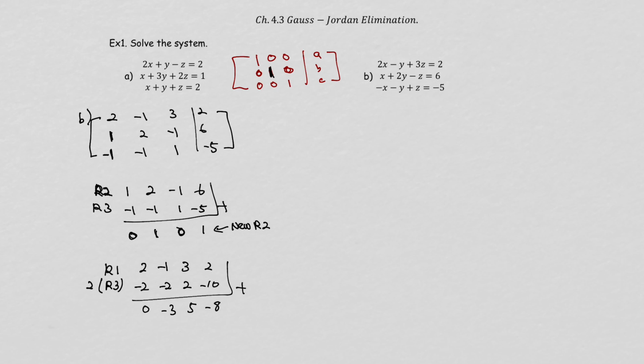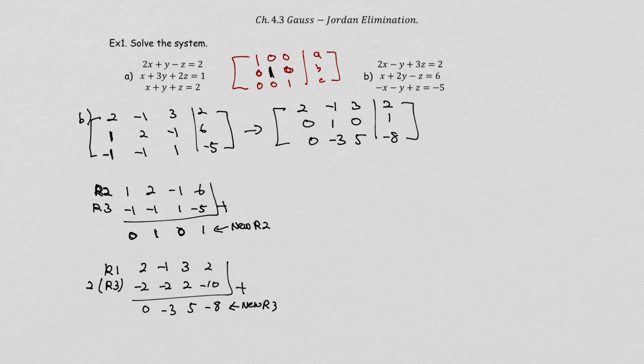So then this has to be the new row 3, right? Let's write that first. 2, -1, 3. The first row will just stay the same. The second row, I already have our solution. The third row is 0, -3, 5, -8, right?